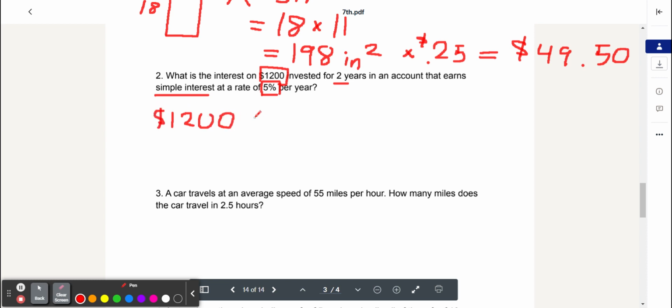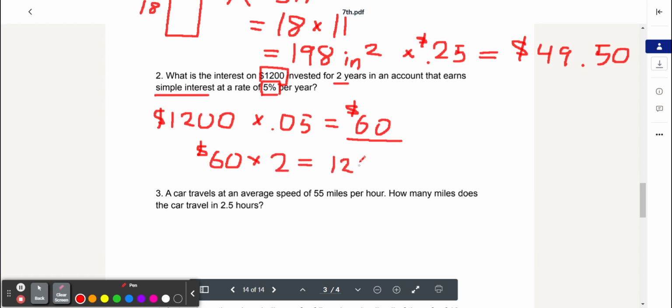Which means our $1,200 in 1 year, we get 5% of that, which is exactly $60. So we get $60 per year, right? But it's asking for 2 years. So $60 in 1 year times 2 years gives us $120. So that means we earned $120 of interest in 2 years if we had an interest rate of 5% per year and we started out with $1,200.